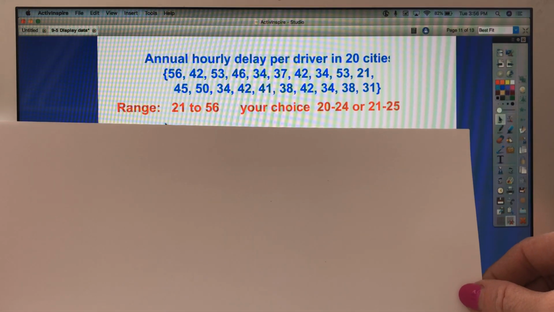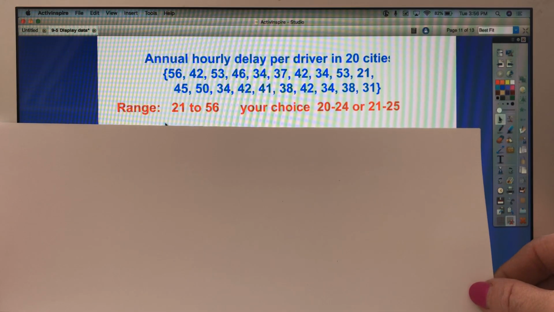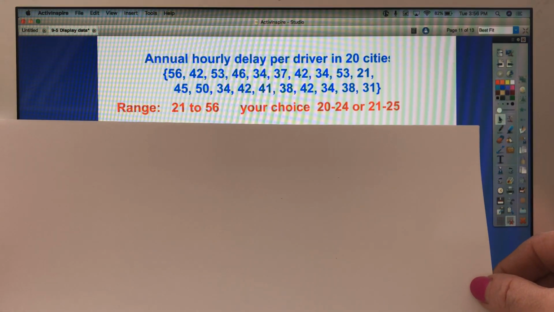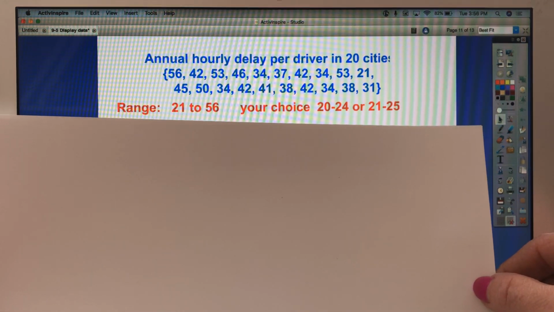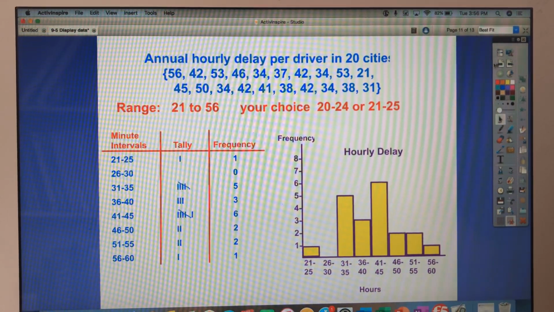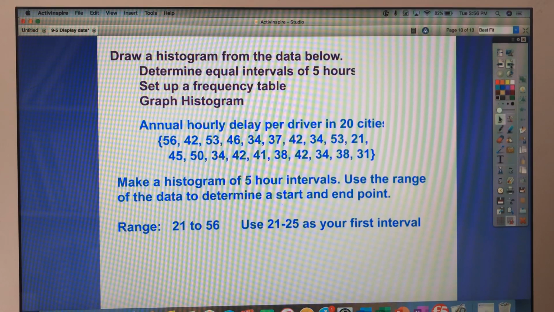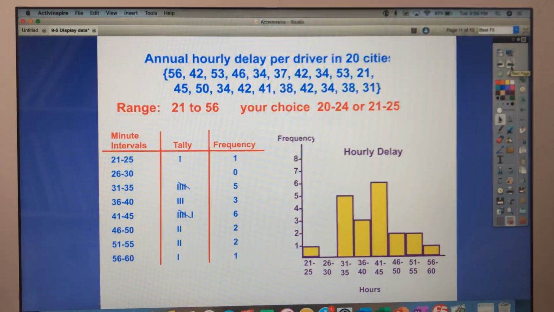You have hourly delay per driver in 20 cities. There's your data. I'm telling you to go from 21 to 56. Here are your choices. You can either start from 20 to 21. You can start from 20 to 24. Hold on. Let me look and see. Is this the one we just did? It is. I'm sorry. Here are your answers. I'm making a big deal out of nothing.